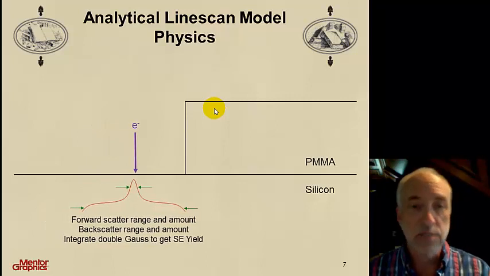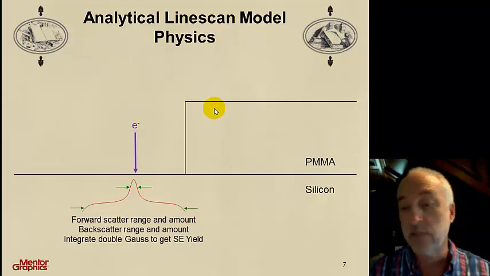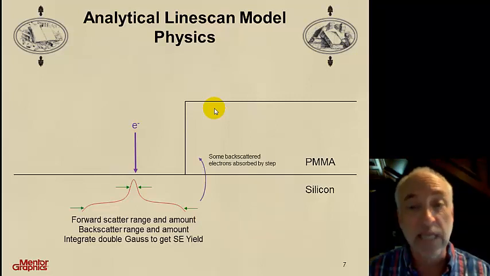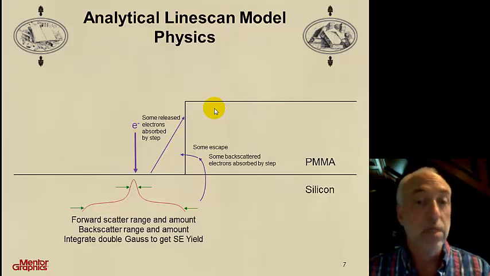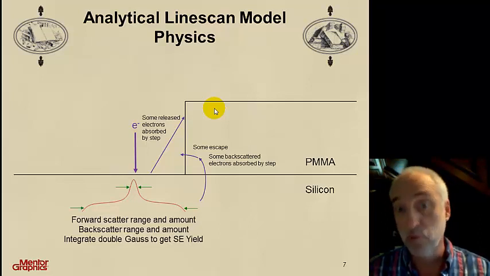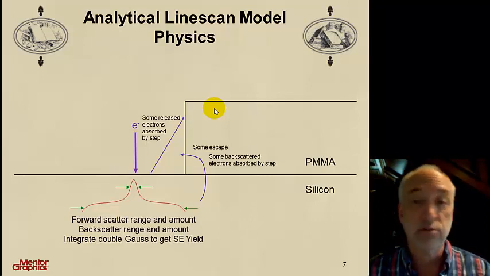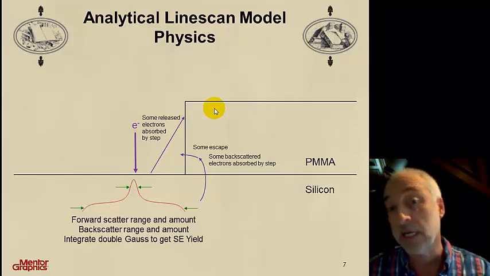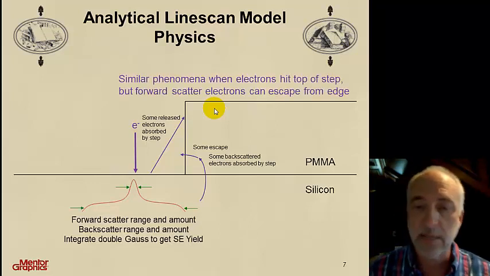Now, as this beam moves close to a feature, these forward scattered and back scattered electrons within the sample begin to interact with the edge. Some of those back scattered and forward scattered electrons might be absorbed by the edge, some might escape, some released electrons coming out of the substrate might be absorbed by the sidewall. Backscattered electrons can in fact strike the sidewall and generate secondaries in the sidewall material itself. All of these can be detected.